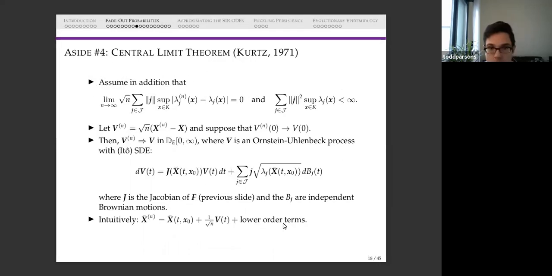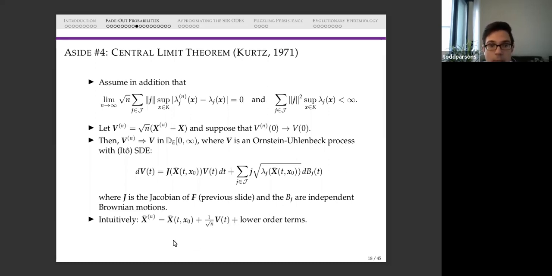The second result that Kurtz showed is a central limit theorem for these sorts of processes. What we're saying with the central limit theorem is that there's basically a Gaussian approximation to the correction, or the error, in that approximation. And again, ignore the technical details. The important part is that we can explicitly write down a stochastic differential equation for an Ornstein-Uhlenbeck process. It's about the next simplest stochastic process after Brownian motion.